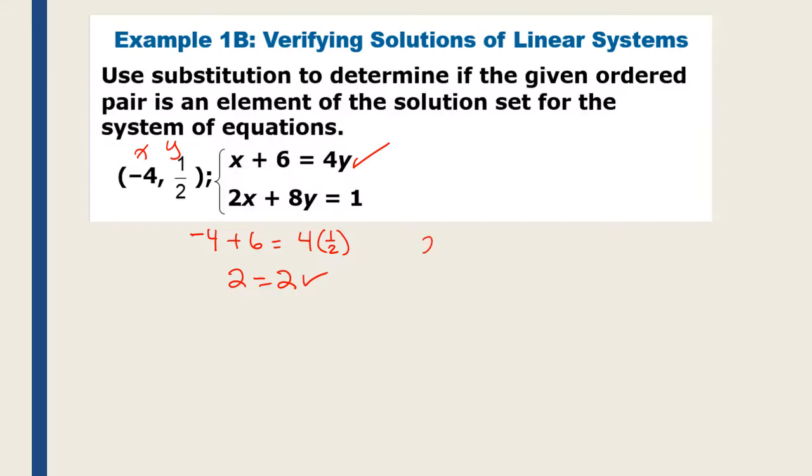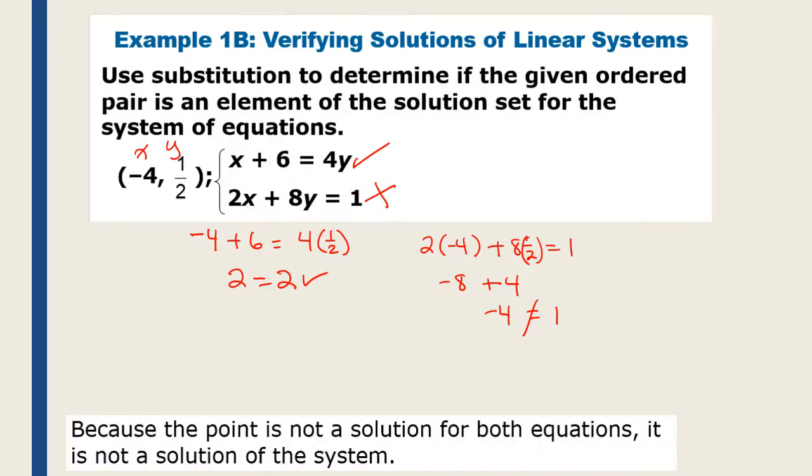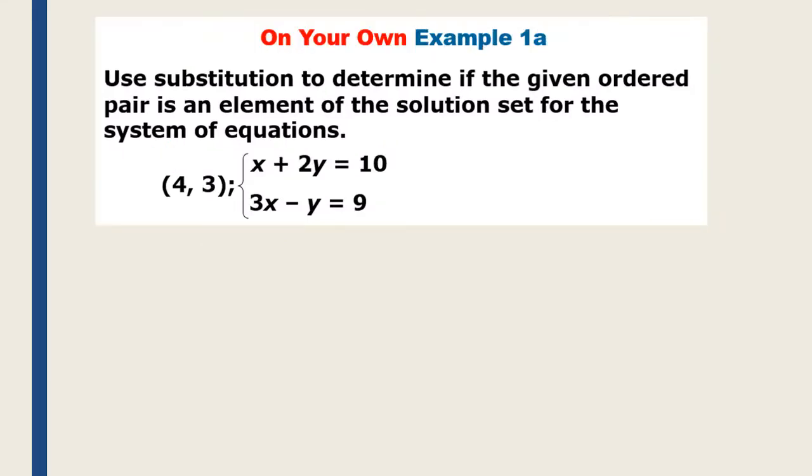Let's try our second equation. 2 times negative 4 plus 8 times 1/2 equals 1. So 2 times negative 4 is negative 8, and 1/2 of 8 is 4. So negative 8 plus 4 is negative 4, equals 1? No, it does not. So that is not a solution. So we can say because the point is not a solution for both equations, it is not a solution of the system. So I'd like you to turn your video on pause for just a second and do the next problem on your own.